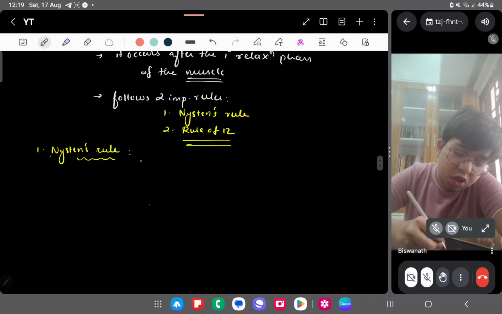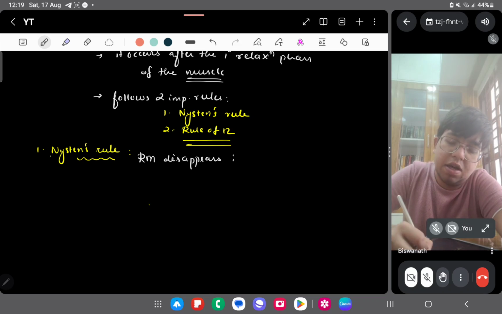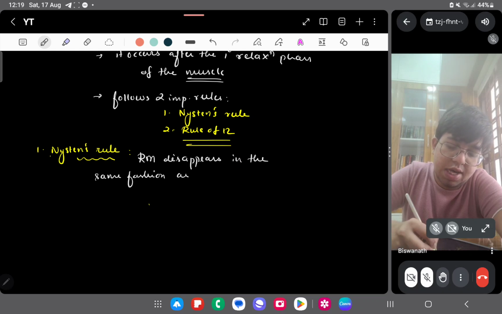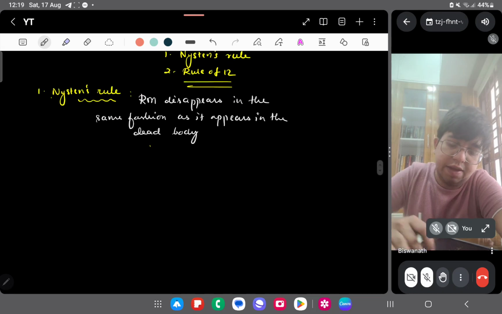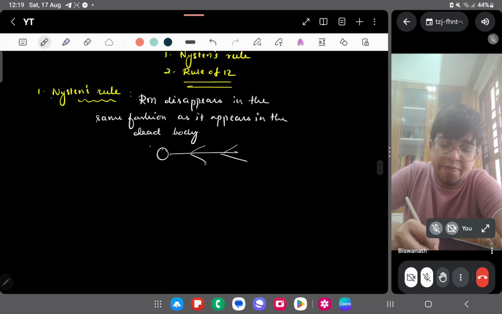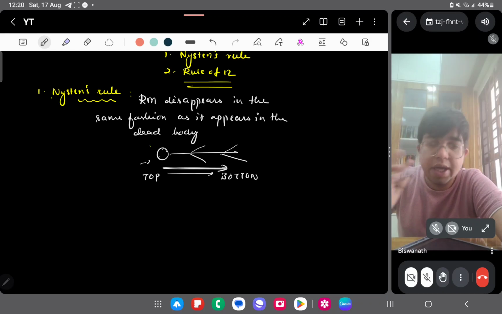So rigor mortis develops and disappears in the same fashion as it appears in the dead body. That is, if this is the person who is dead, it will start from here, that is top to bottom. So the rigidity appears from top to bottom, and the rigidity disappears also from top to bottom.